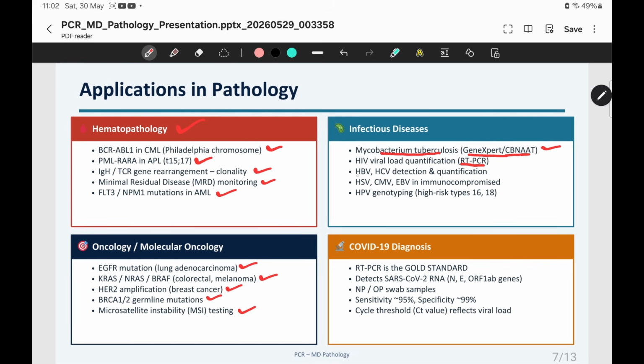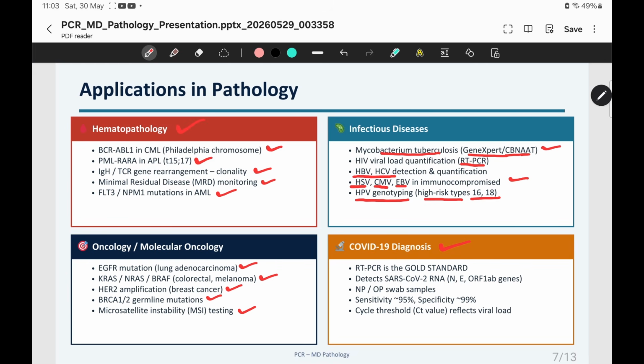PCR. For the detection and quantification of HBV and HCV virus, and also in detection of the HSV, herpes simplex virus, cytomegalovirus and Epstein-Barr virus in immunocompromised patients. It is also helpful in HPV genotyping of high risk type of HPV, that is type 16 and 18. It is also helpful in COVID-19 diagnosis.